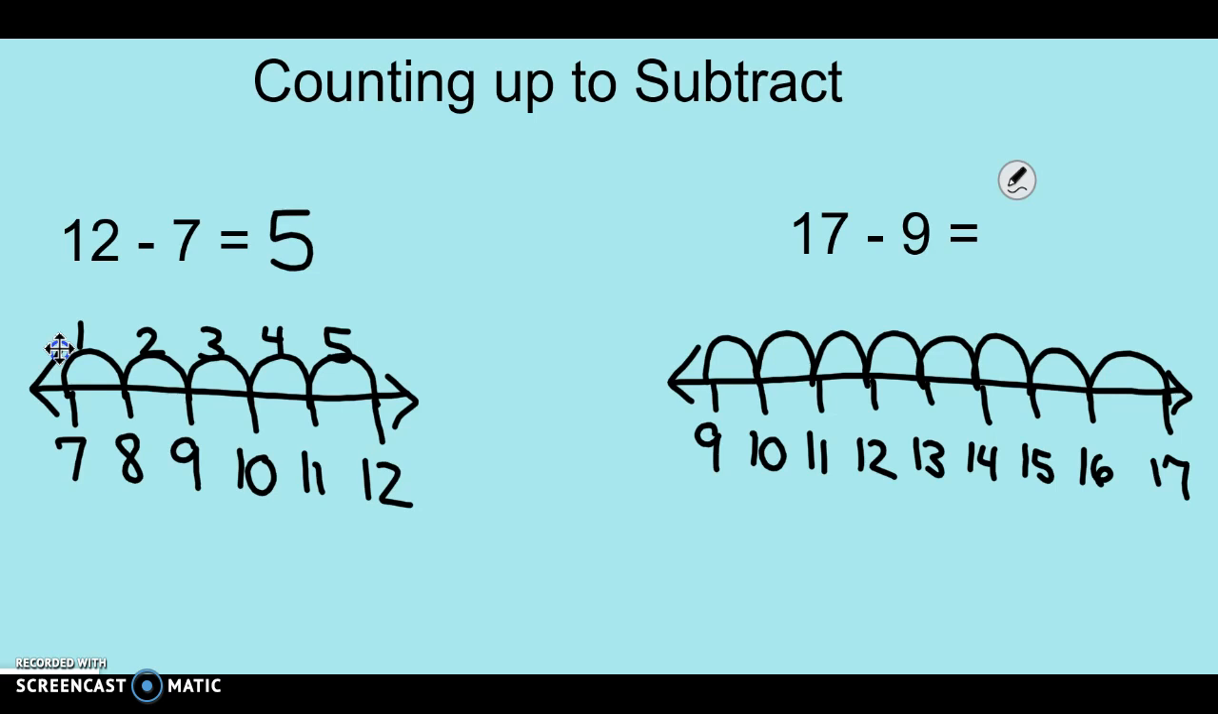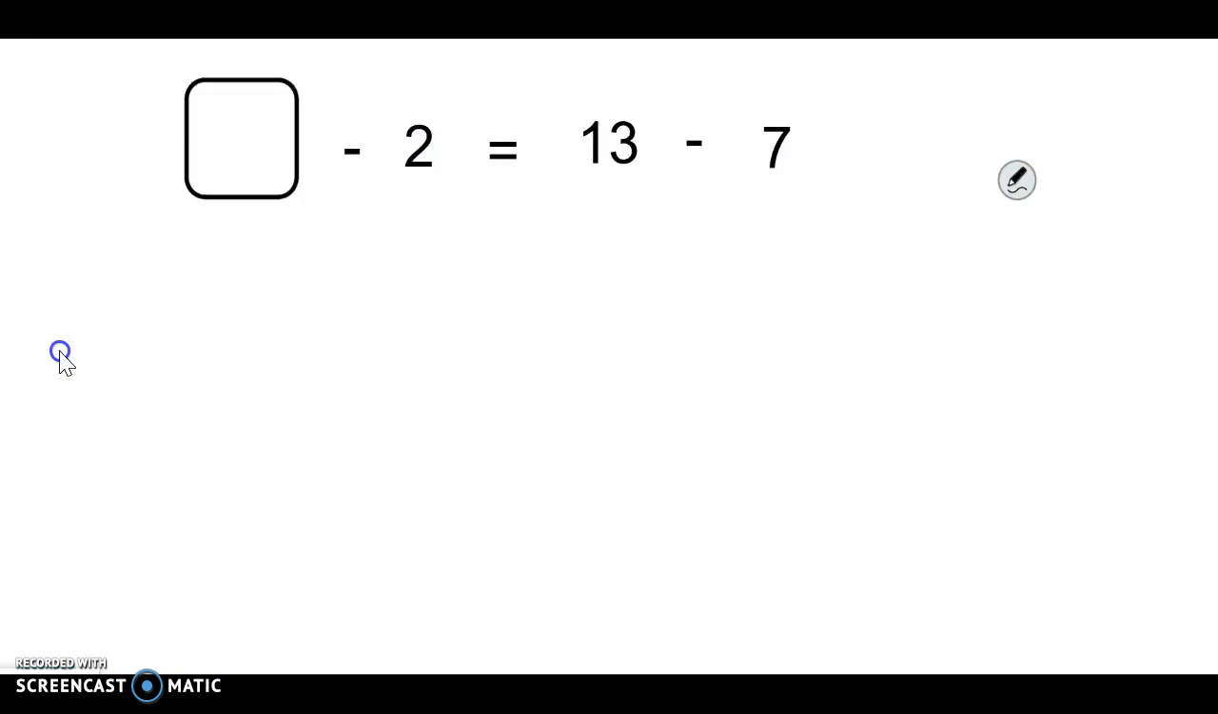So 17 minus 9 is, let's count those skip jumps again. 1, 2, 3, 4, 5, 6, 7, 8. 17 minus 9 is 8. Great job.